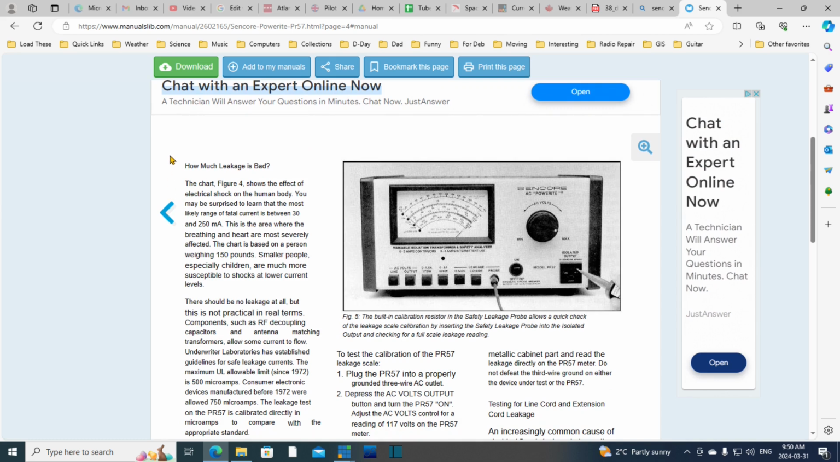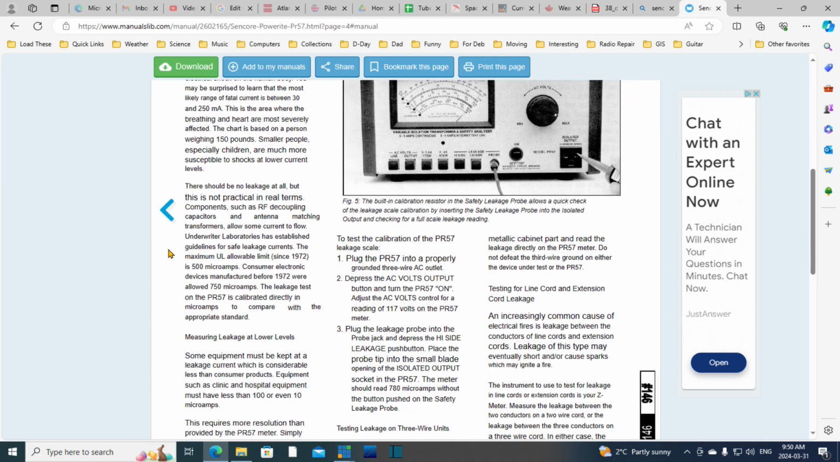The chart, figure 4, shows the effect of electrical shock on the human body. You may be surprised to learn that the most likely range of a fatal current is between 30 and 250 milliamps. This is the area where breathing and the heart are most severely affected. The chart is based on a person weighing 150 pounds. Smaller people, especially children, are more susceptible to shocks at lower current levels. There should be no leakage at all, but this is not practical in real terms. Components such as RF coupling capacitors and antenna matching transformers allow some current to flow.